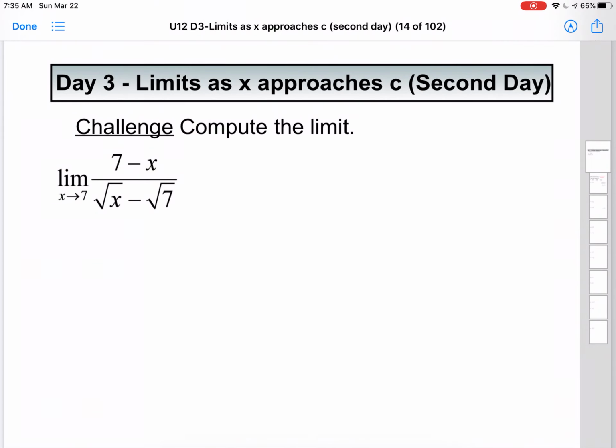Day 3, limits as x approaches c, second day. Trying to make this video again before anybody gets up in my house. Today is Sunday if you are watching it. Otherwise, maybe you'll be watching it next week sometime.